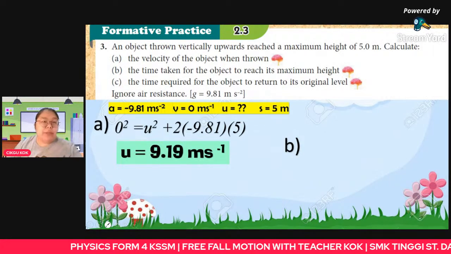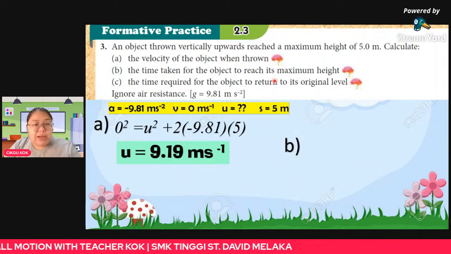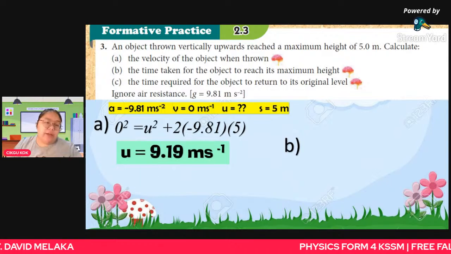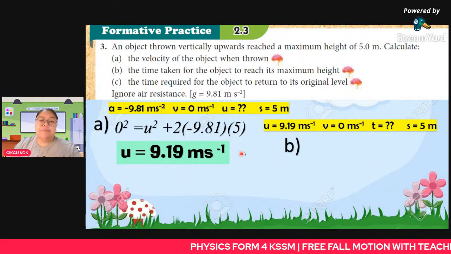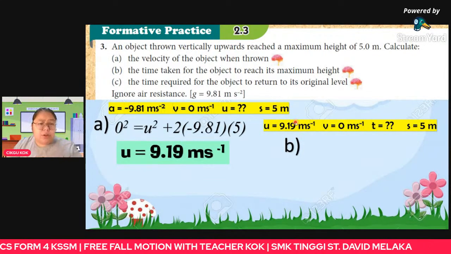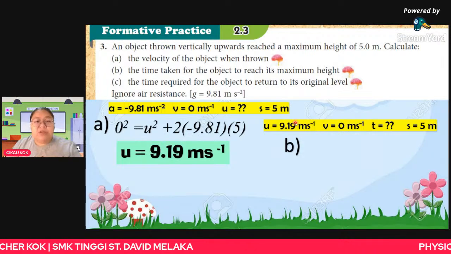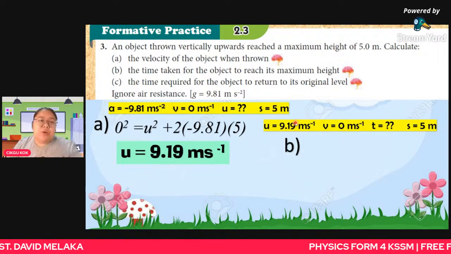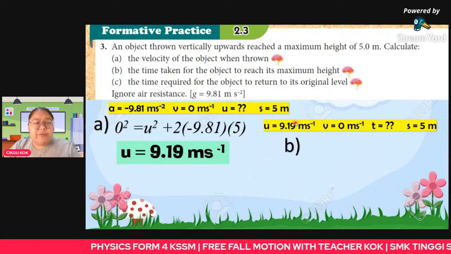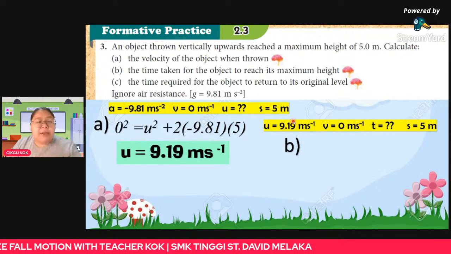Now part B, the time taken for the object to reach maximum height. So from here, I need to list the info first. I will explain why I need to use u. Normally in the questions we use the calculation we want, but this one cannot. We don't have any excuse. You can check the four equations, they all have u, the initial velocity, so we have no choice. We need to take out the u from just now to apply to the second question.